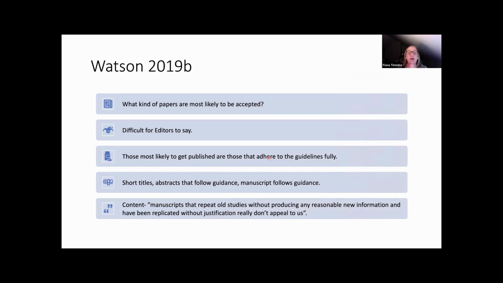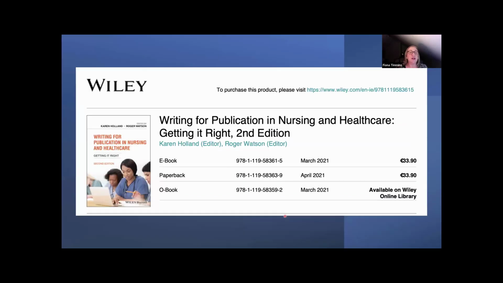Watson again, what type of papers are most likely to be accepted? Difficult for editors to say. The most likely are those that adhere to the guidelines fully. So again, I suppose it's the simple things that count: short titles, abstracts that follow guidance, and manuscripts that follow guidance. The content: manuscripts that repeat old studies without producing any reasonable new information and have been replicated without justification don't really appeal to us.